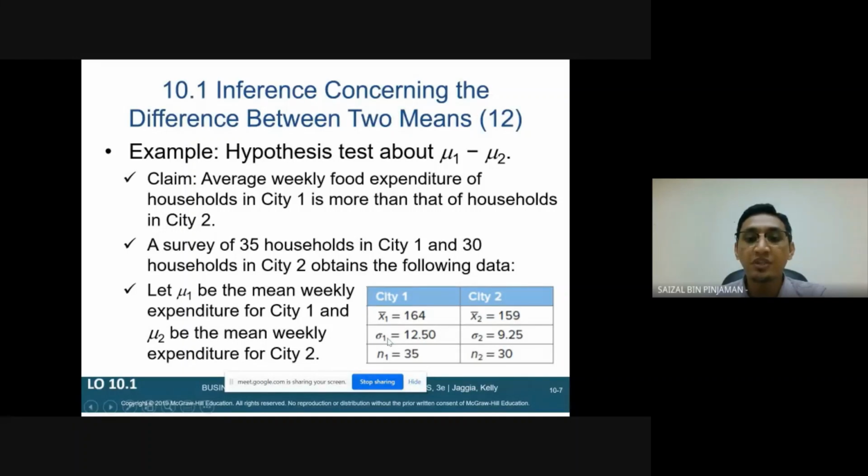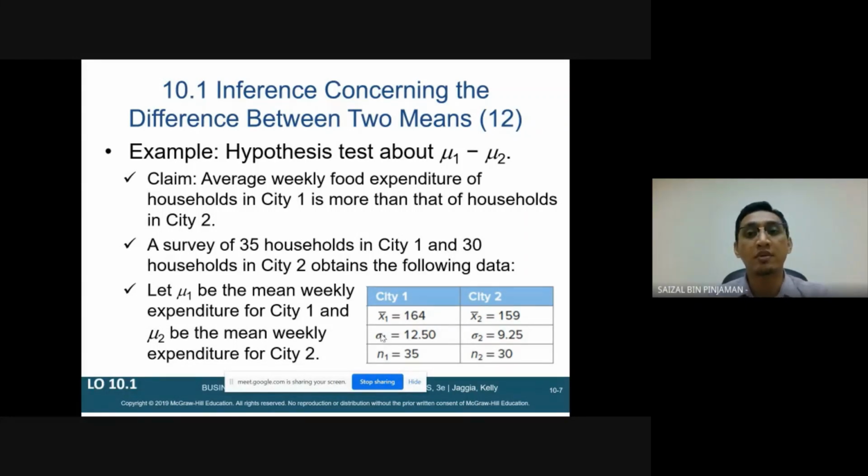And the standard deviation for population 1 is known to be 12.50, while the standard deviation for population 2 is equal to 9.25. This sigma here always represents the population standard deviation. Remember that. While if you have the lower s, that means you are given the information about the sample standard deviation. Remember, variance is equal to standard deviation squared.